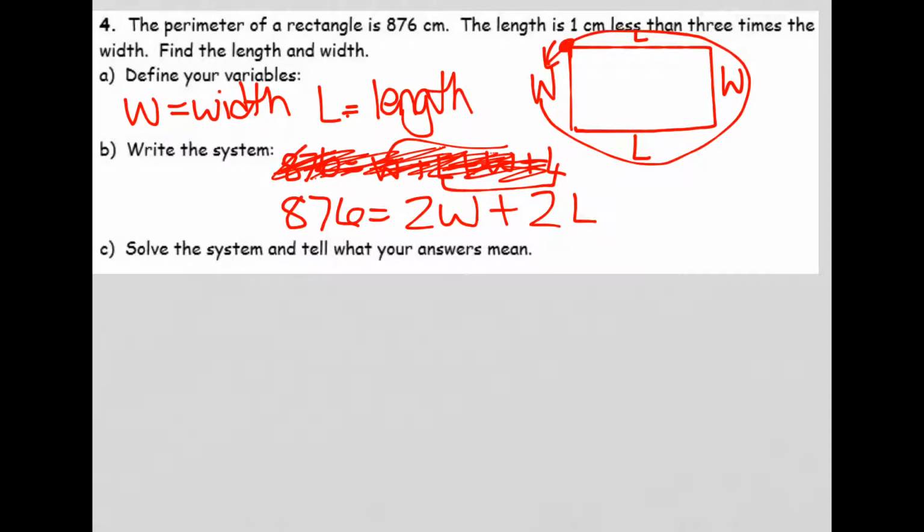How about the second sentence? The length is 1 centimeter less than. I know you're going to be tempted to do this, but that's not right. You have to figure out what it's less than, then subtract 1. It's less than 3 times the width. Well, 3 times the width looks like 3W. And the length is 1 centimeter less than that, so I got to subtract 1 off of it. And that's the length. And then you have a beautiful system of equations to solve by substitution.